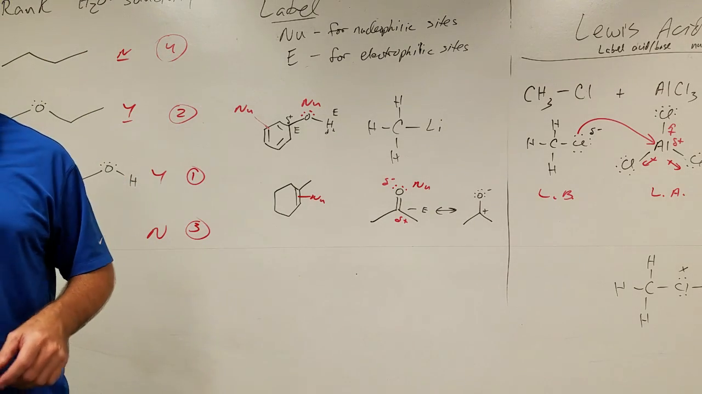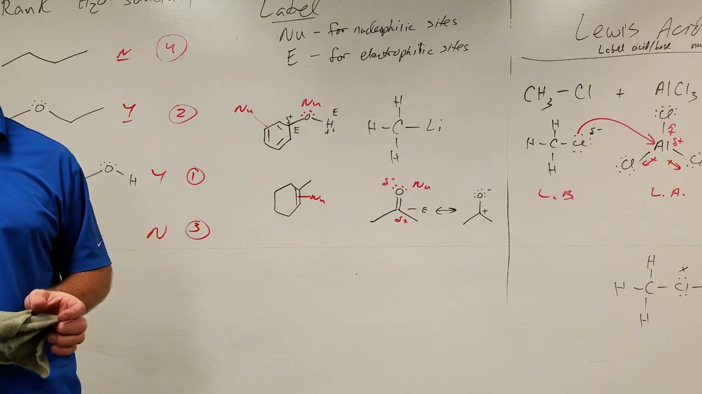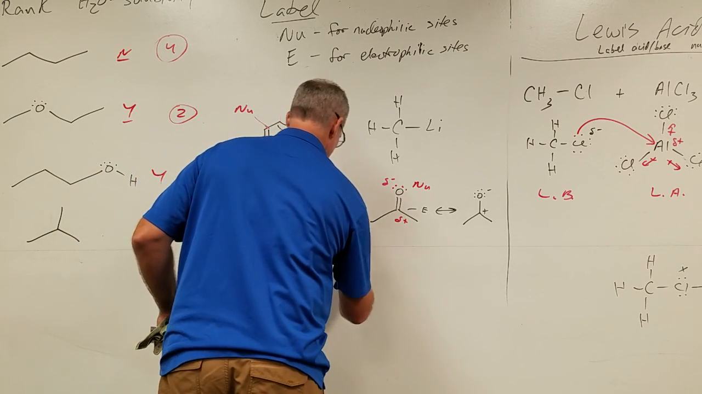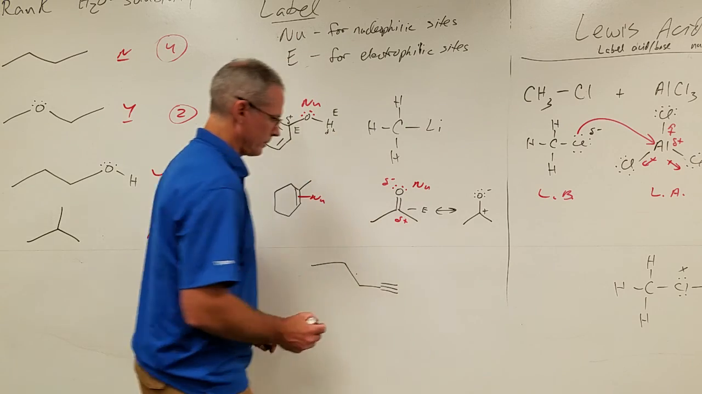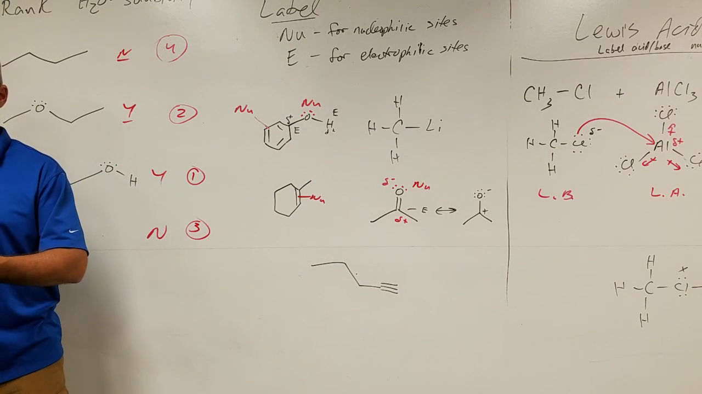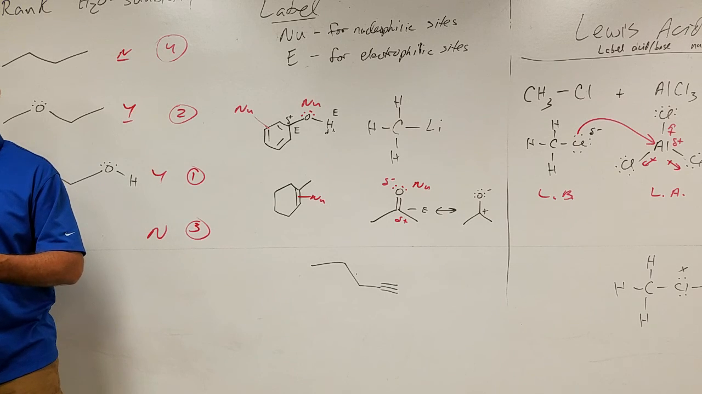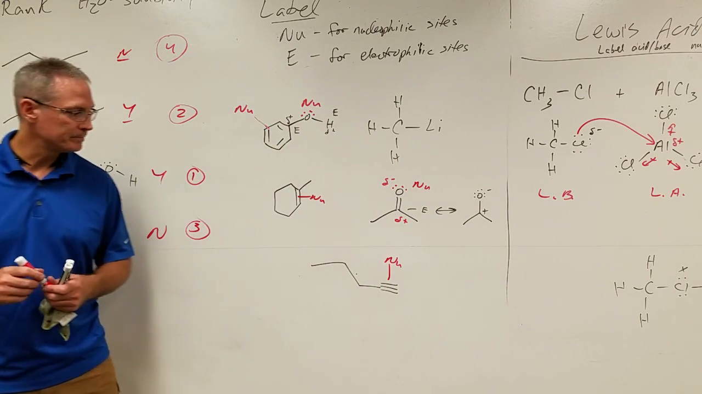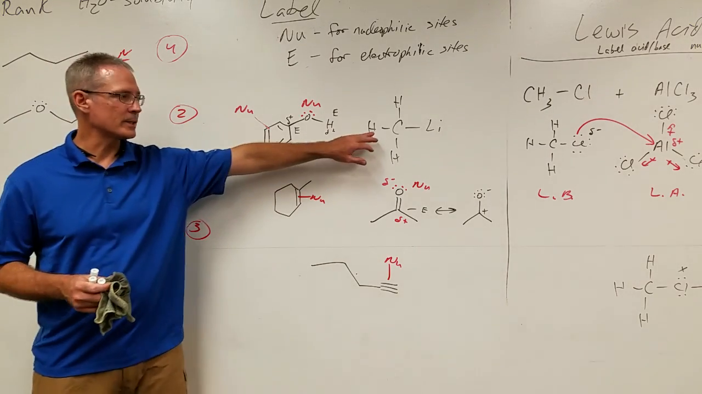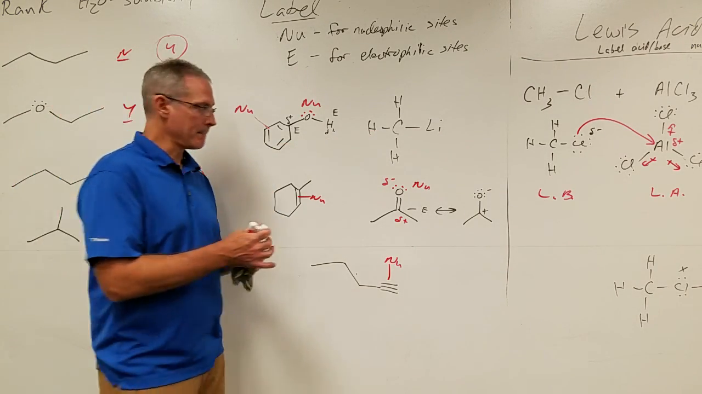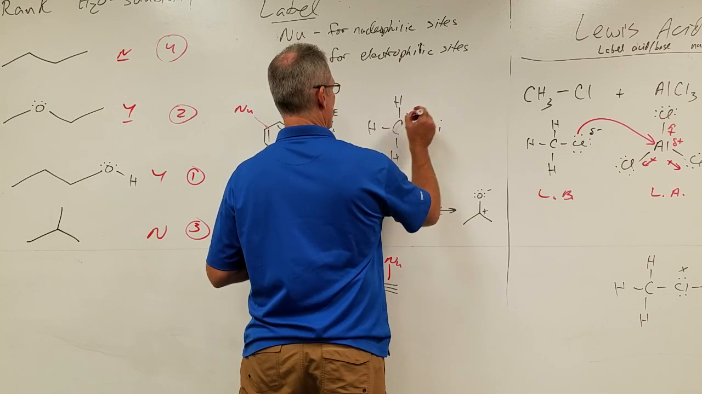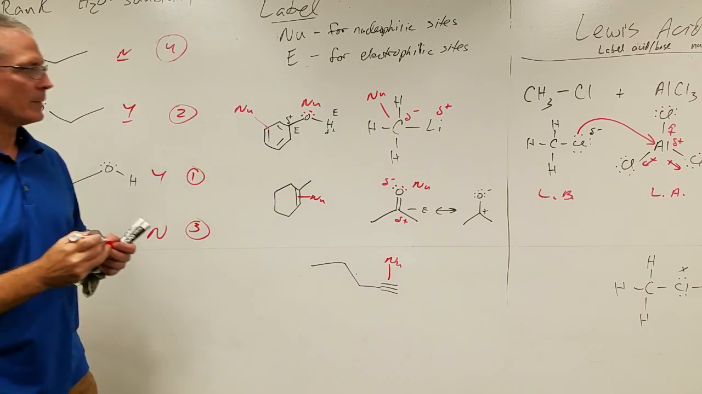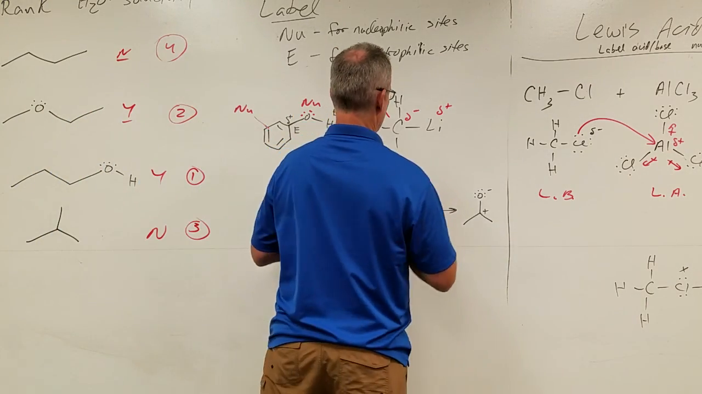So if we're looking at an alkyne, would the triple bond be a nucleophile? For an alkyne, yes. Okay, so let's say you had this alkyne. Where's the electrophilic site? None. Where's the nucleophilic site? The pi bond, yeah. Good. Okay, and now this guy here? There's a partial negative charge there, so this is the nucleophilic site. And would the lithium be an electrophilic site? Yeah, I guess.